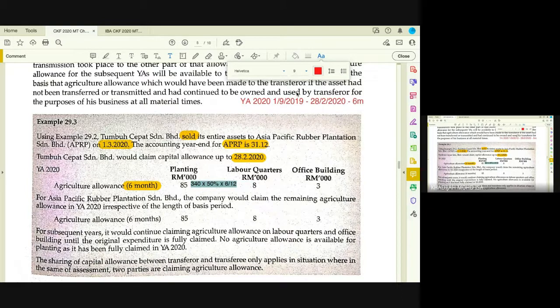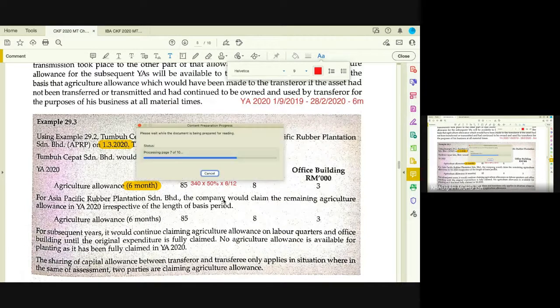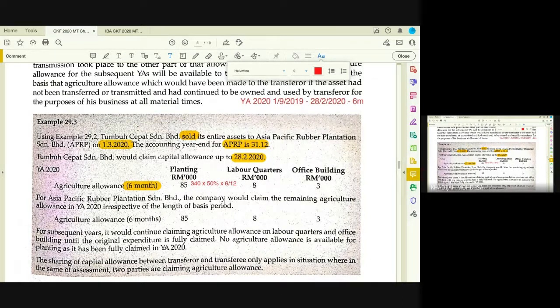Okay, so that's the computation, how you compute your 85. Because Tumbuh Cepat only used the asset for 6 months, you can only claim allowance for 6 months, so half of that, 85. Similarly, for labor quarters it is also half of that, 50% of that, and for the office building initially it was 6, but because 6 months you can only claim 3.